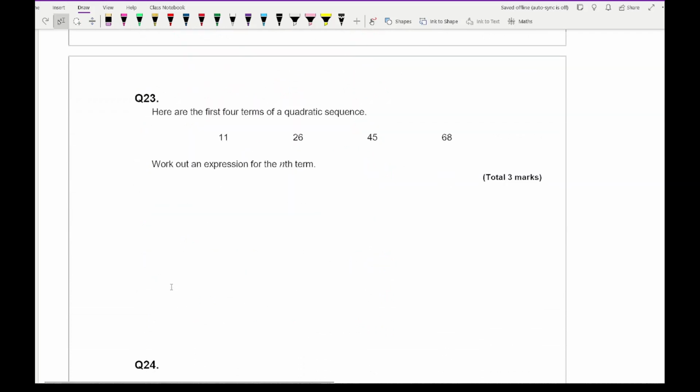Moving on to question 23, it says here are the first 4 terms of a quadratic sequence, and the question is saying work out the expression for the nth term. So for this, if I start by just writing down those numbers, we need to work out a double difference. So it's going to be 15, and then plus 19, plus 33, and our double difference is 4. So then 2n squared is in our nth term.